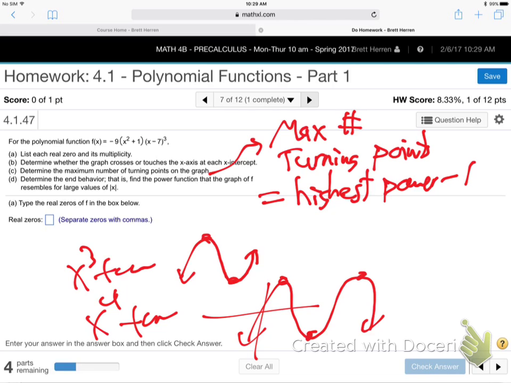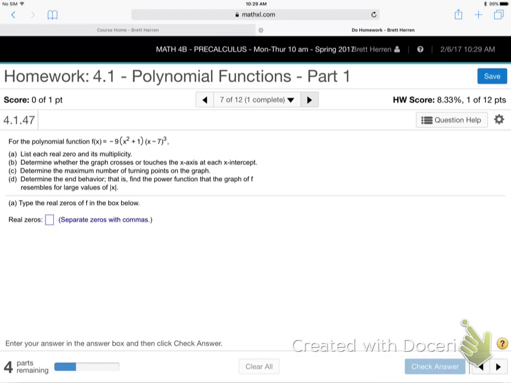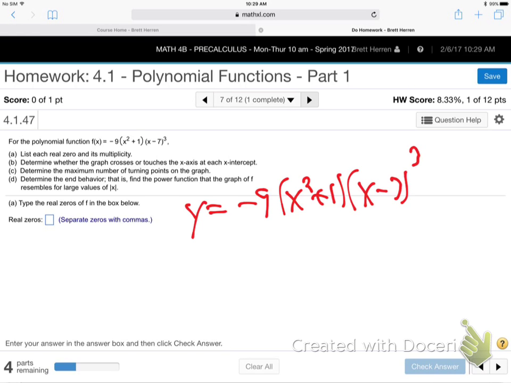So what is ours? If we were to FOIL this out, in fact, I need a new screen again. This one's got a lot of steps to it. So if I was to take our function, y equals -9(x squared plus 3)(x minus 7) to the third. If I was to FOIL it all out, it would be a fair bit of work. I really don't want to do that. But if I was to FOIL it all the way out, can you guys tell me what the front term would be? -9x to the 5th. Everybody see that?